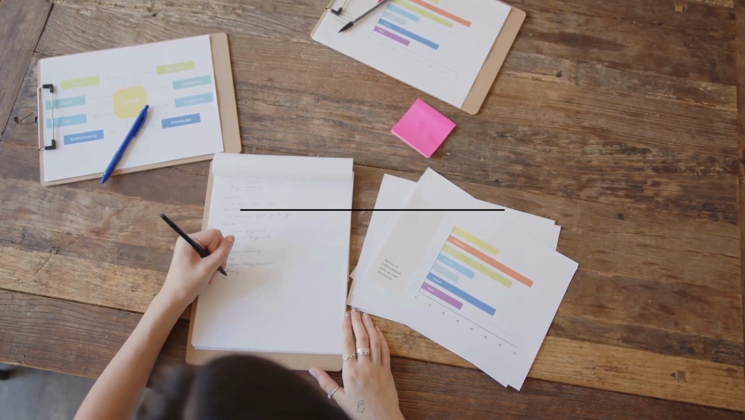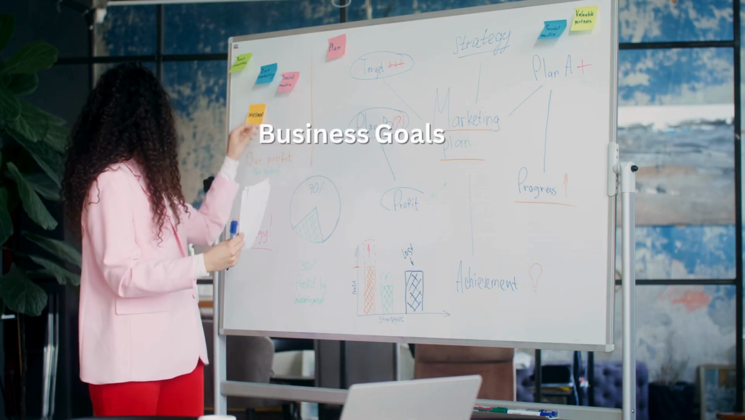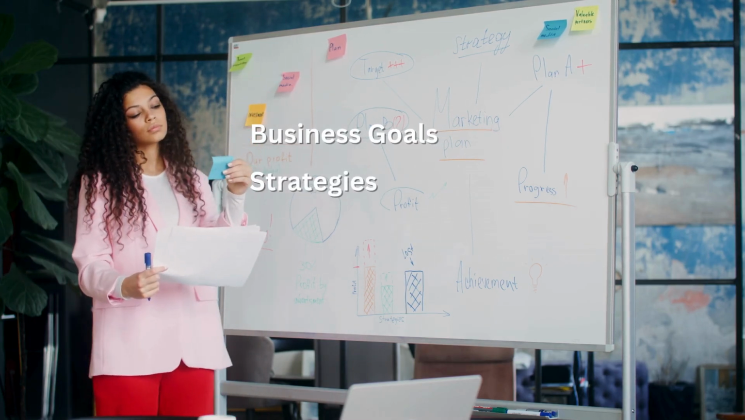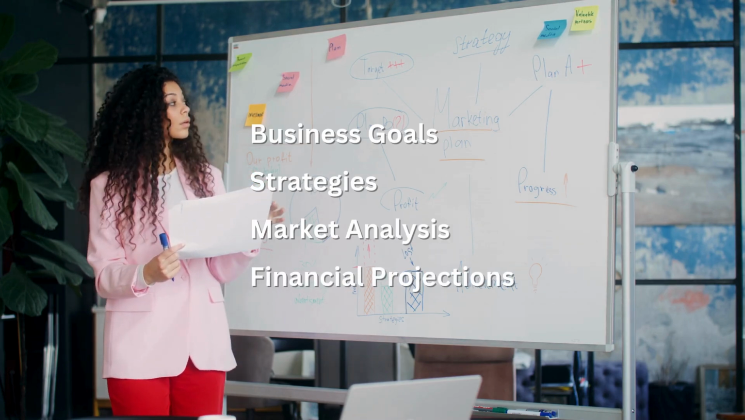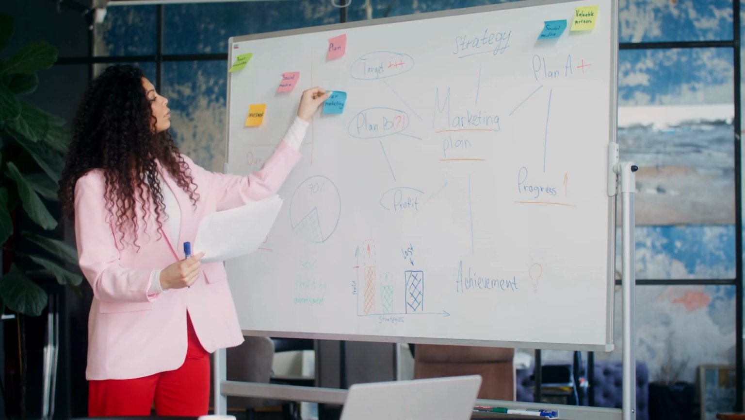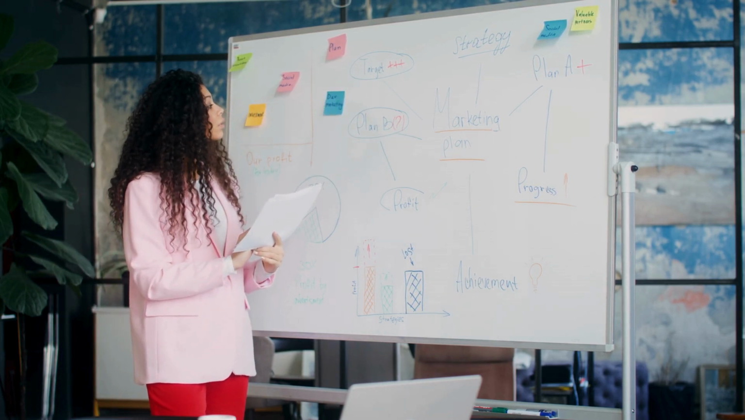So, let's dive in. First, let's clarify what a business plan actually is. It's a formal document outlining your business goals, strategies, market analysis, and financial projections. Think of it as your business's blueprint. A comprehensive business plan typically includes these key sections.